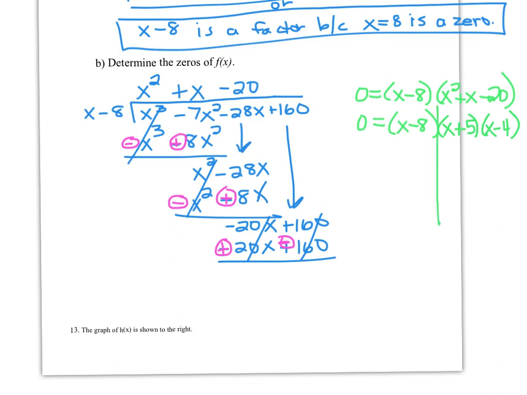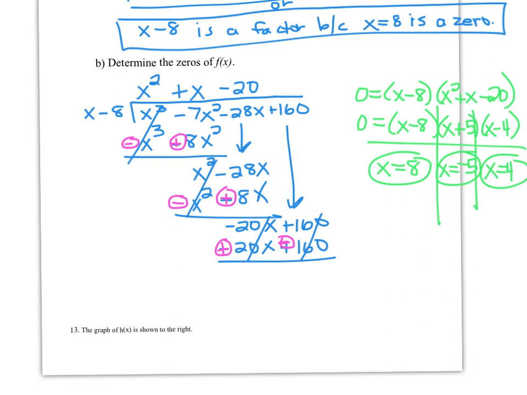And now if we make a t-chart, we wind up getting x equals 8. Okay, that's one of our zeros, which we already knew up here from part A. And then we have x equals negative 5 as our second 0. And then x equals positive 4 as the third and final 0.